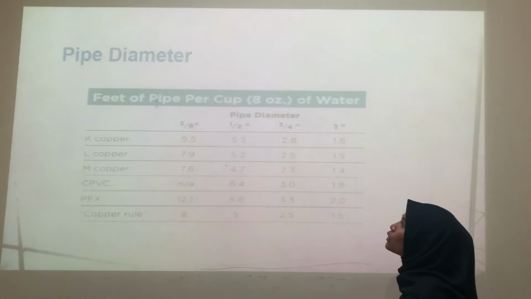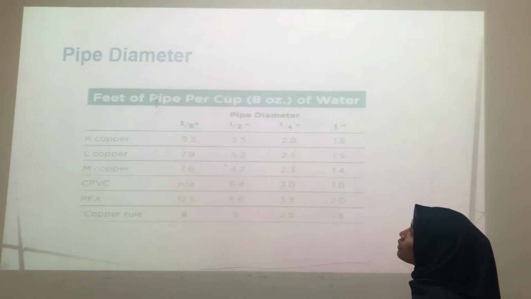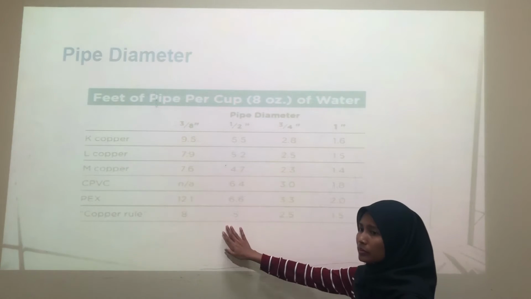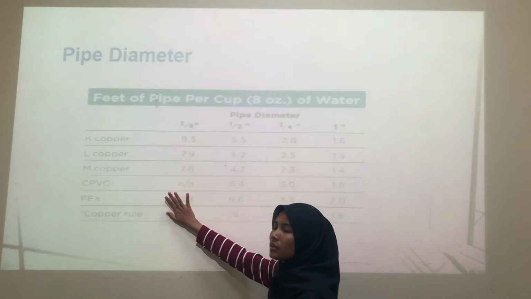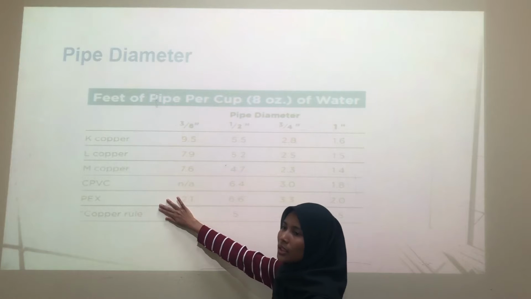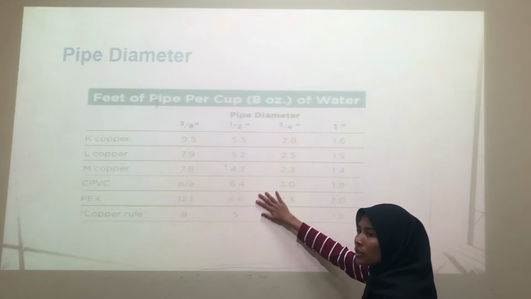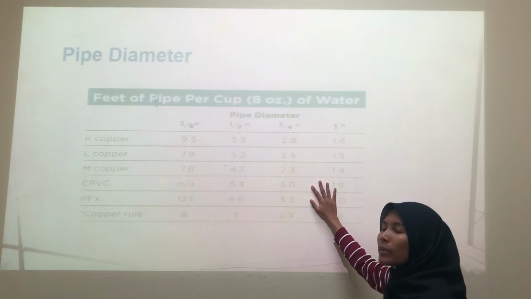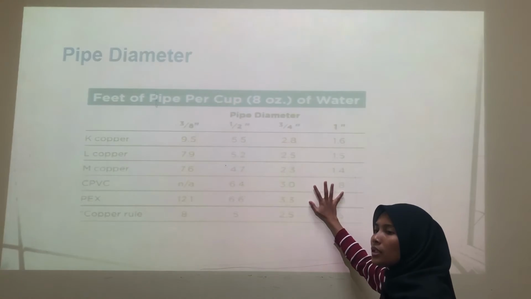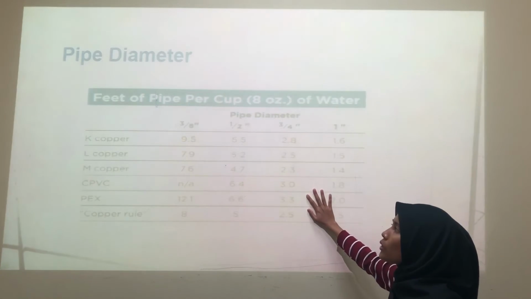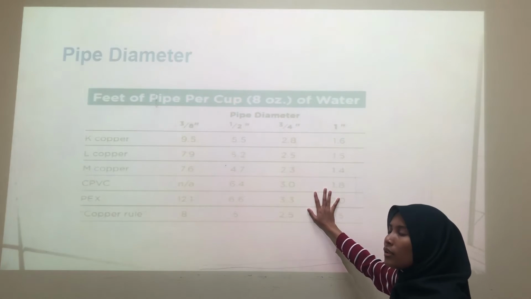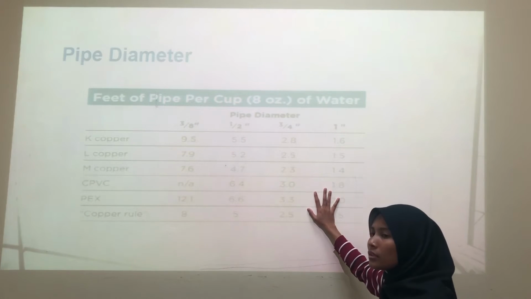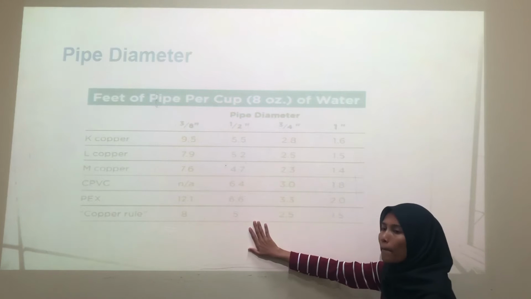Okay, this is for pipe diameter. Boleh tengok kat sini jenis-jenis pipe, jenis-jenis copper, and then dia punya diameter. Kalau nak pasang pipe, kena guna diameter yang sesuai supaya tak berlaku kerosakan disebabkan aliran air yang terlampau banyak. Next.